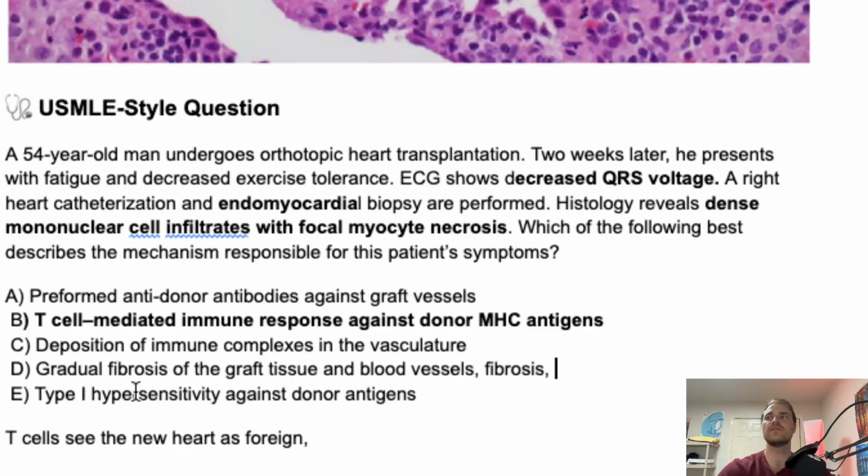Type 1 hypersensitivity against the donor. That's going to be your IgE cells, mast cells, histamine, and that would cause immediate allergic reactions. Not going to be an organ rejection.